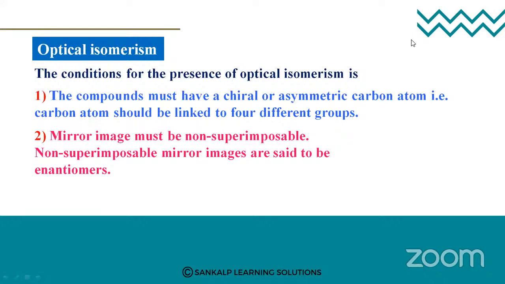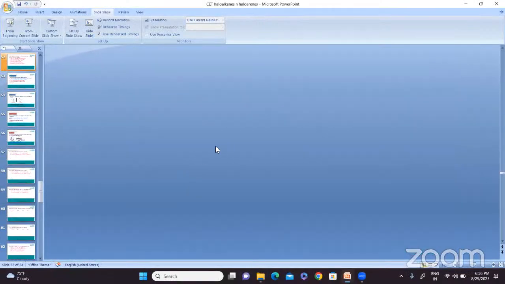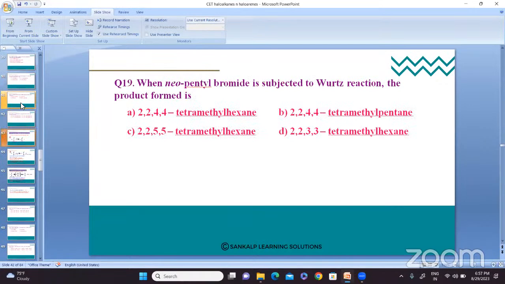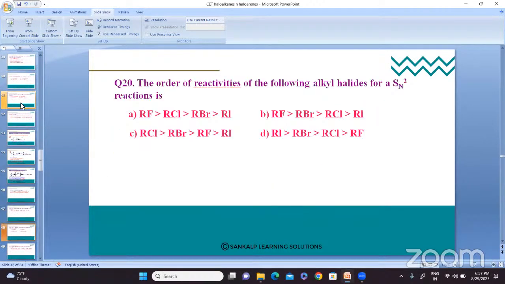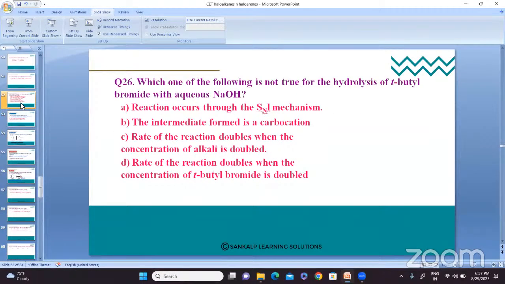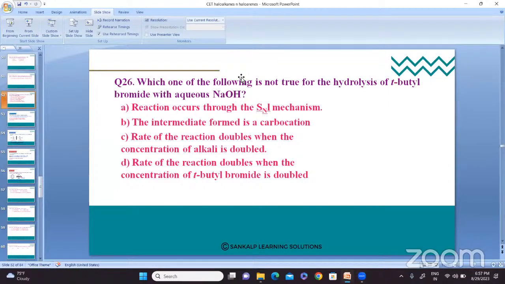Today we have discussed some questions based on elimination reactions. Then we started with the substitution reaction. We have seen the SN1 and SN2 mechanisms. Then we have solved some MCQs based on substitution reactions. I hope it is clear. In the next session, we'll be starting with optical activity. So I'll end the class here.